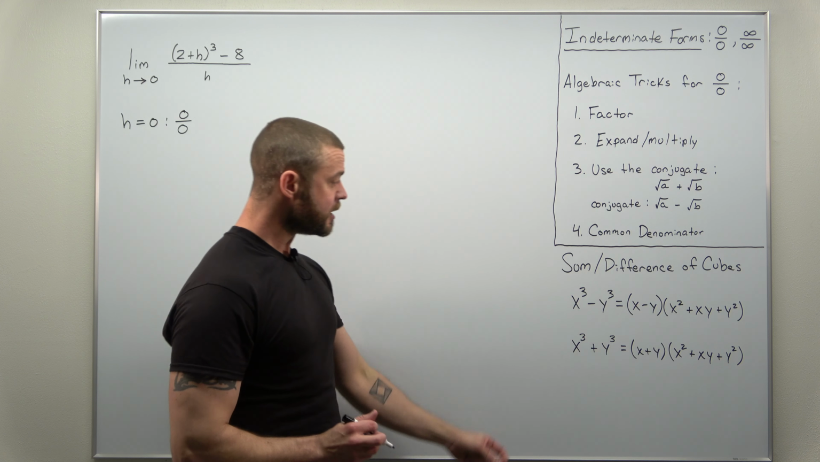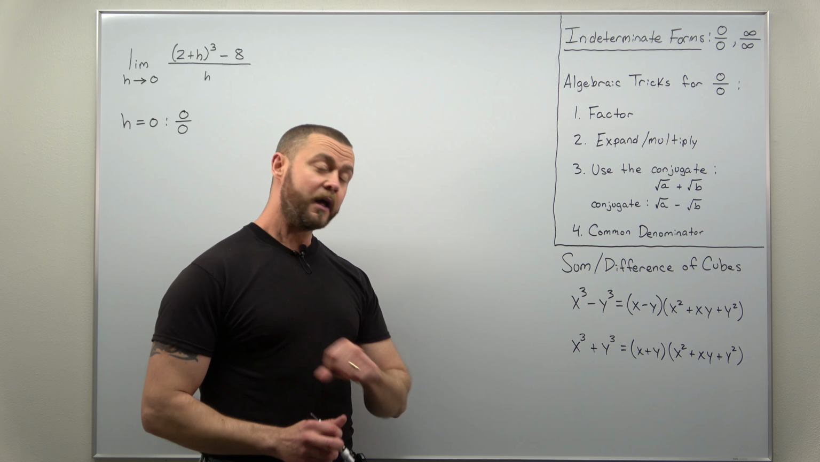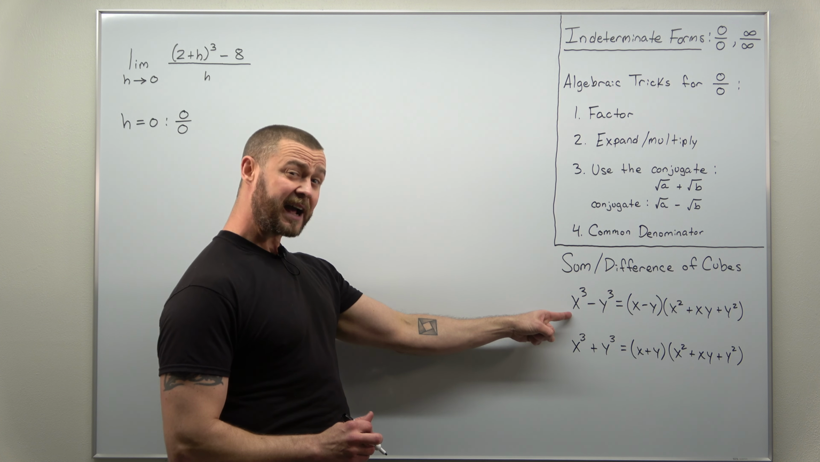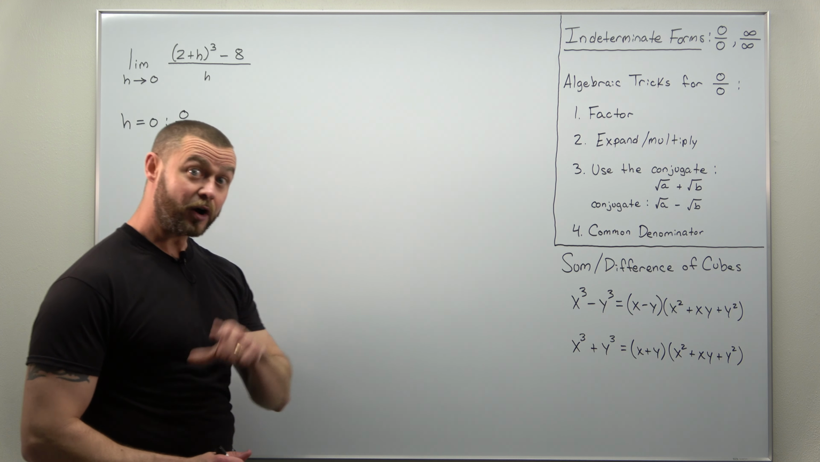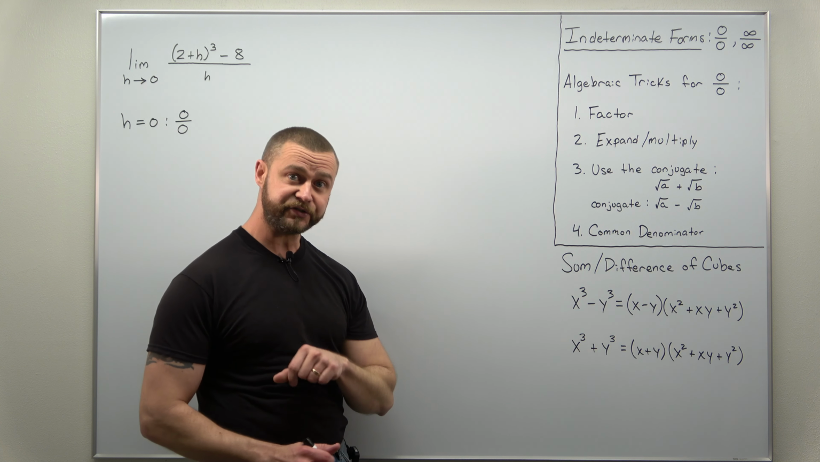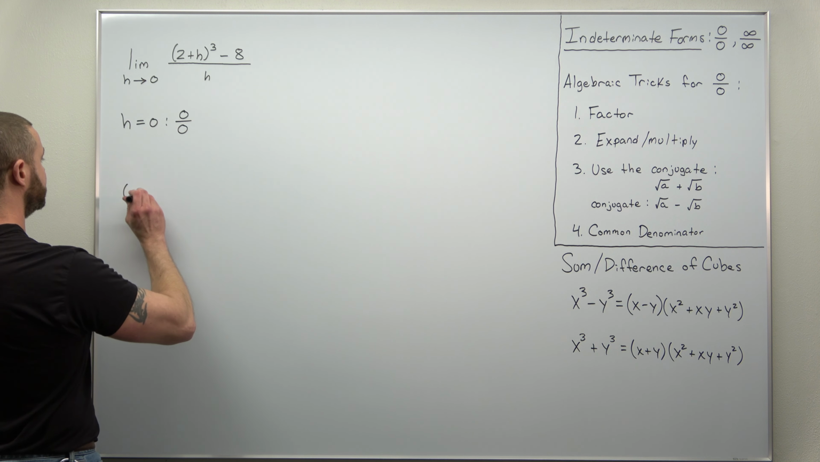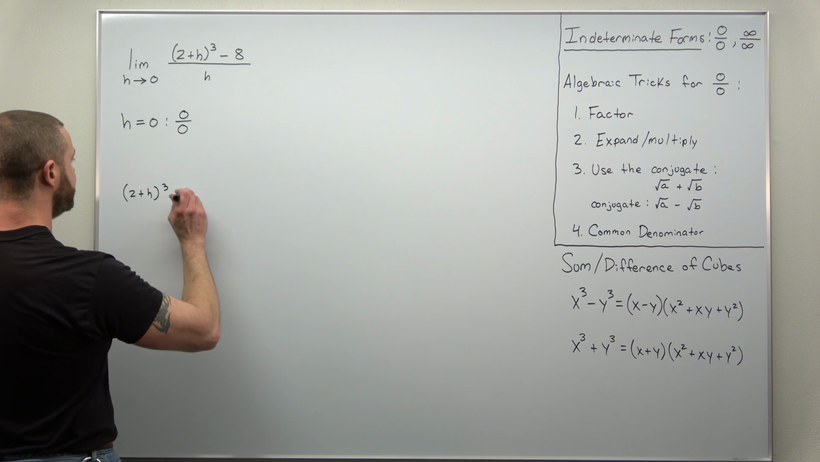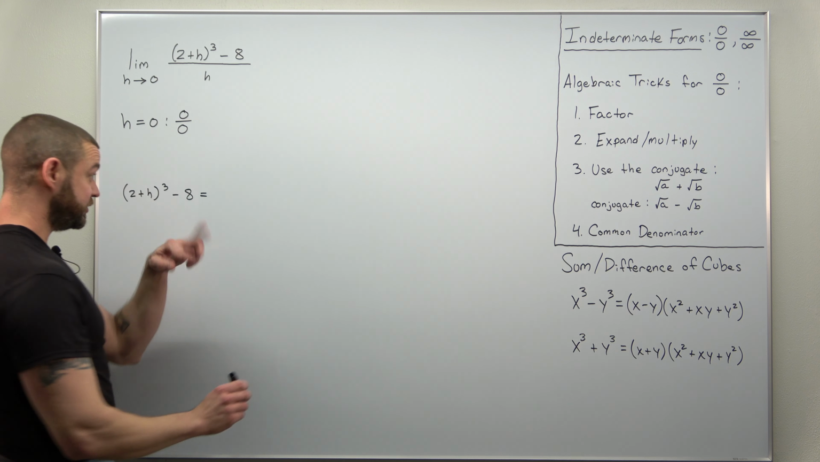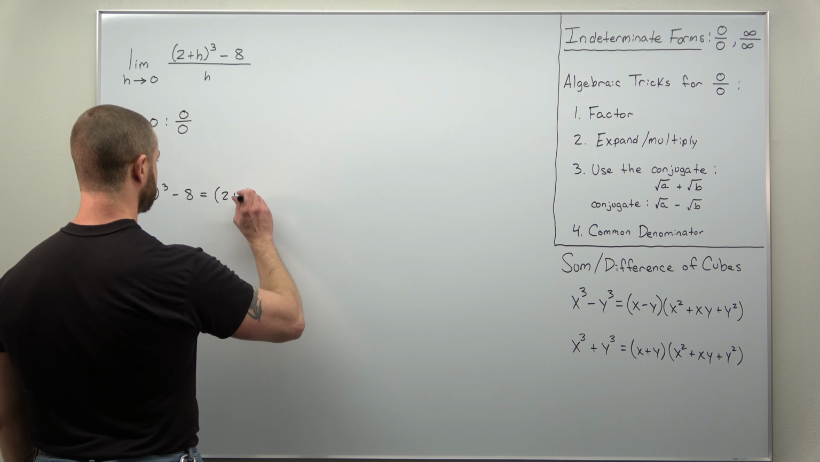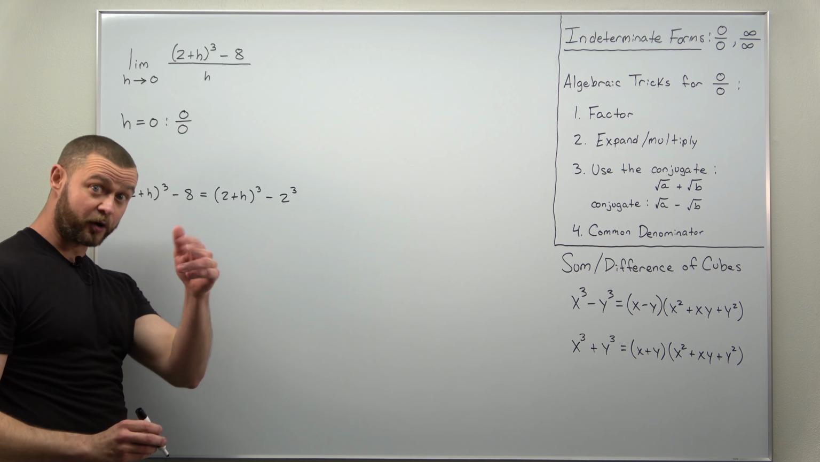All right, now here, since we have the minus, we're going to be using the difference of cubes formula, and we're going to identify x as 2 plus h, and then 8, that's our other cube, we're going to identify y as 2. So let's go ahead and factor the numerator, (2 plus h) cubed minus 8. Just for emphasis, I'm going to write the 8 there as 2 cubed. So we see the subtraction of those two perfect cubes.